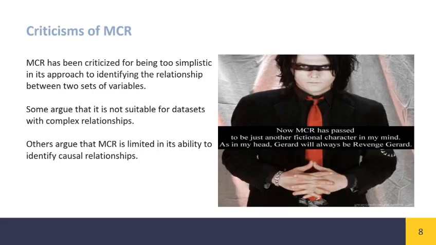So some criticisms of maximal correlation regression: it has been criticized for being too simplistic in its approach to identifying the relationship between two sets of variables. Some argue that it is not suitable for data sets with complex relationships. Others argue that maximal correlation regression is limited in its ability to identify causal relationships. On the right side, we have a pictograph, meaning a picture.